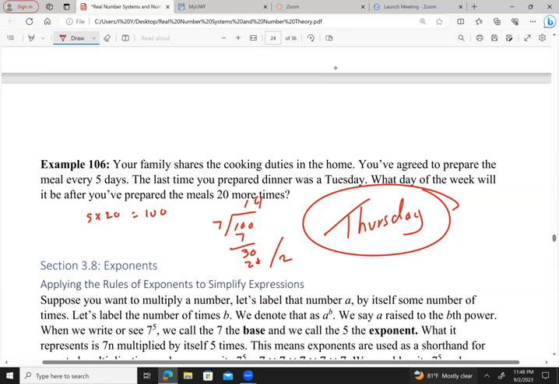And that finishes up 3.7, clock arithmetic. Have to be careful with this. It seems so simple that it's easy to get a little mixed up.